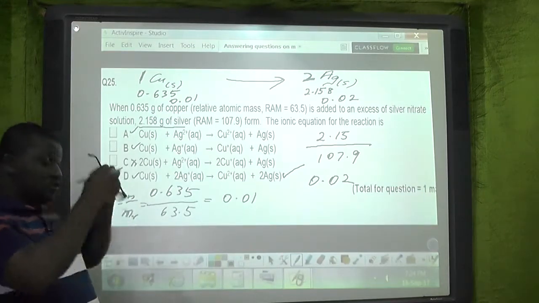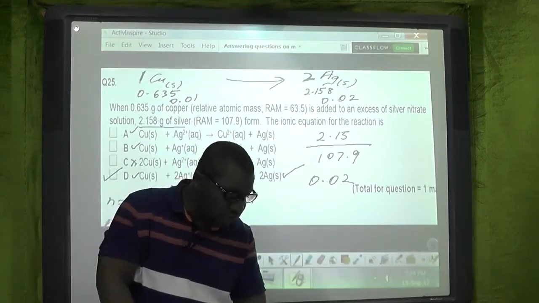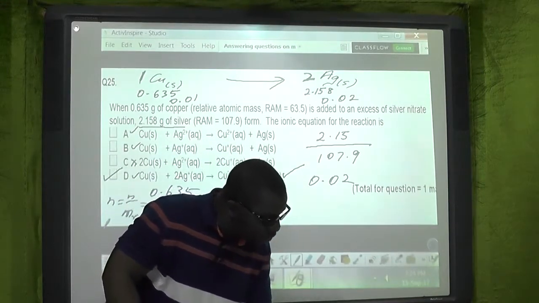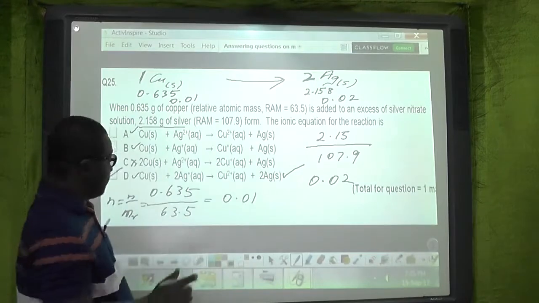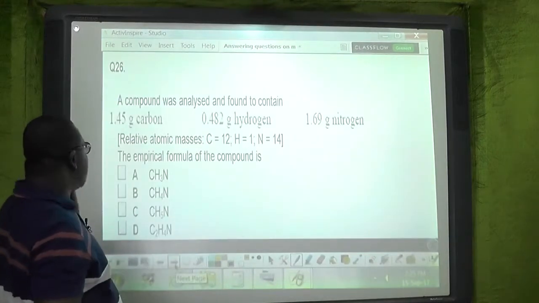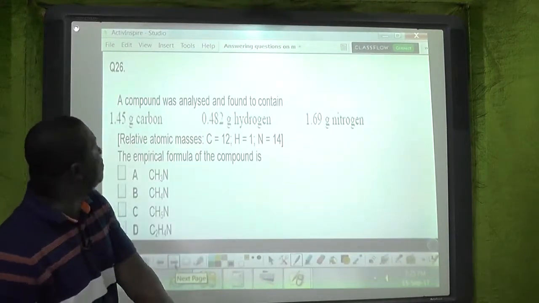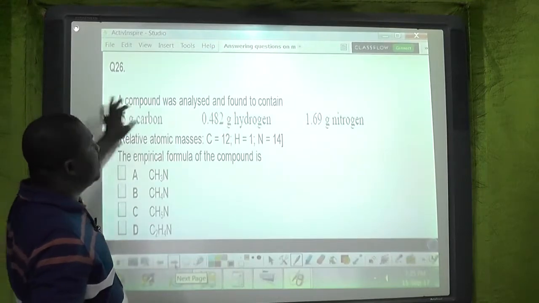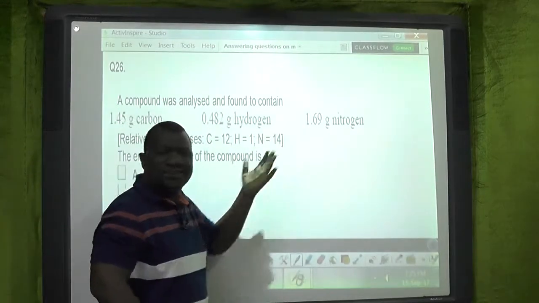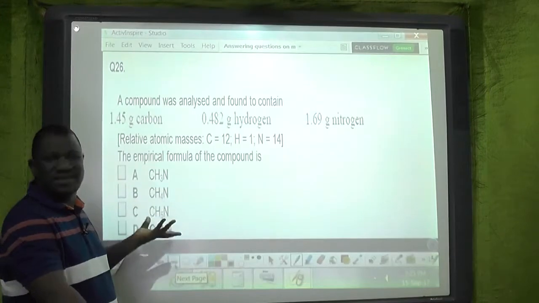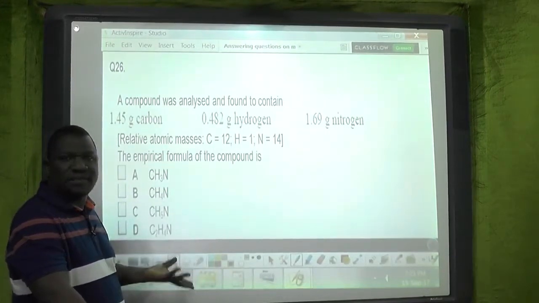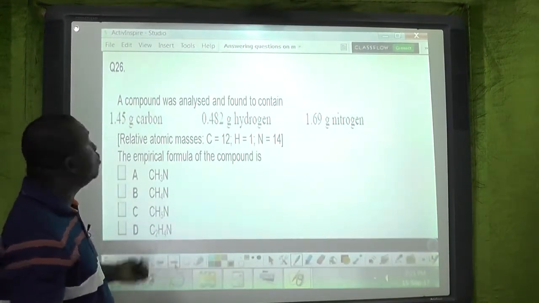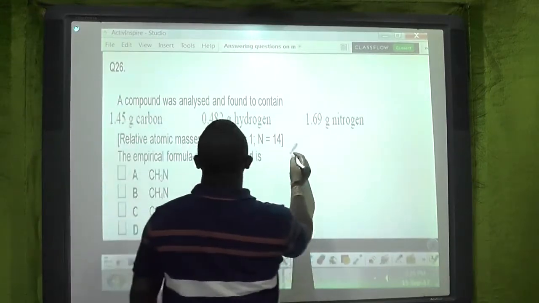And let me check that. 25 is also D. We are definitely correct. Now let's go to 26. 26, a compound was analyzed and found to contain this much carbon, this much hydrogen, and this much nitrogen. These ones are so easy that sometimes I don't like solving them, because you have been doing this for donkey years.